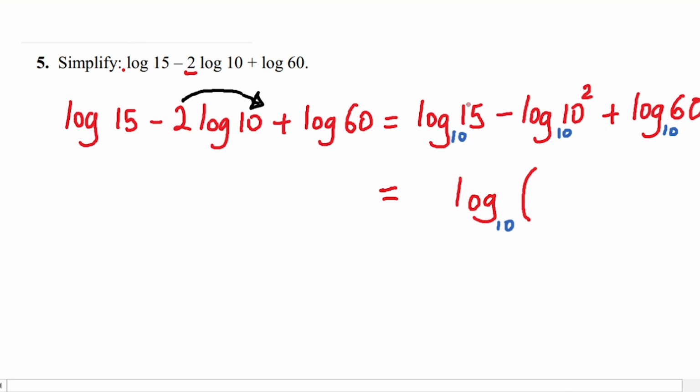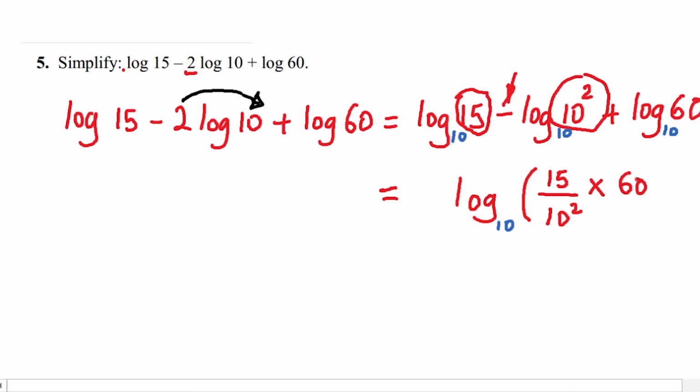So it means that here we have 15 and 10 to the power 2. Since there is minus there, this is going to be 15 divided by 10 squared. And since this is plus, this is going to become multiply that by 60. So of course this is going to become log of all this to the base 10, so that's going to become 15 times 60 divided by 100.